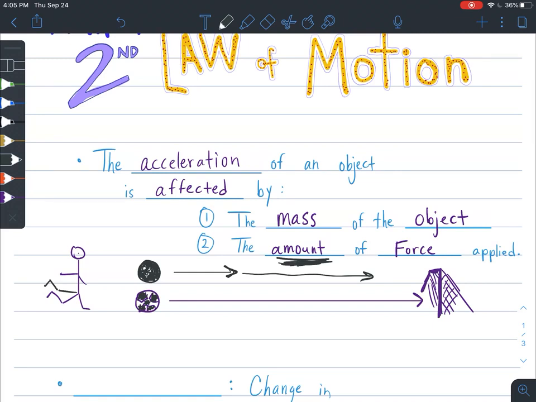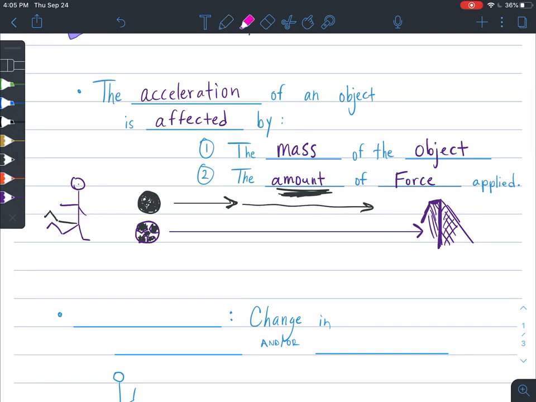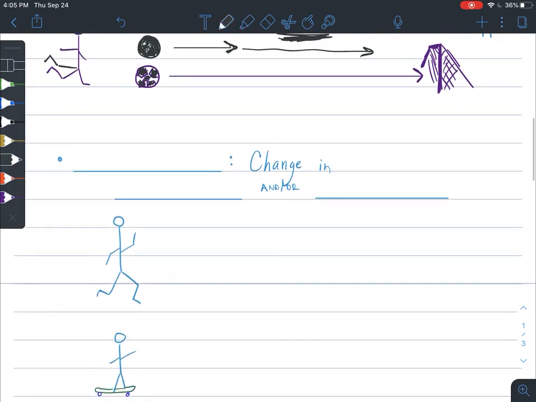So the acceleration of an object is affected by how heavy the object is, the mass of the object, as well as the amount of force that's applied to that object. But one of the words in here that's really important for us to understand is acceleration. We need to understand what that means, that the acceleration of an object is affected. So let's define the vocabulary term acceleration.